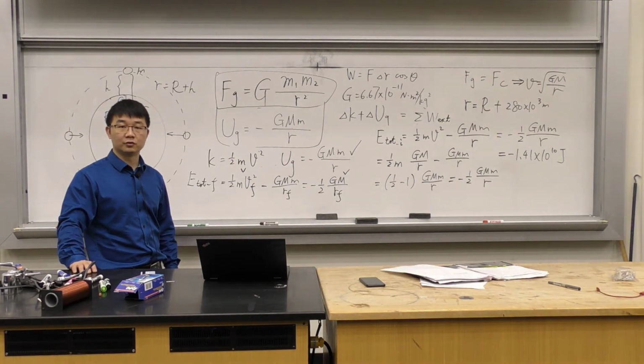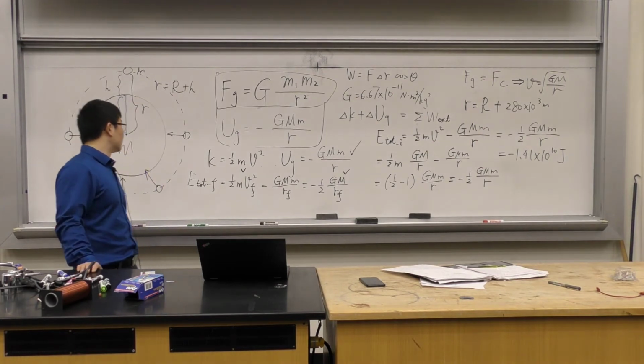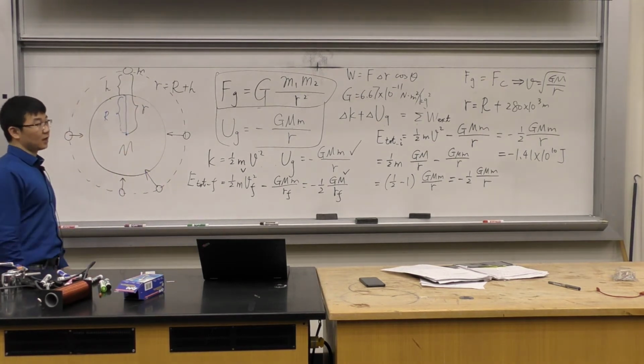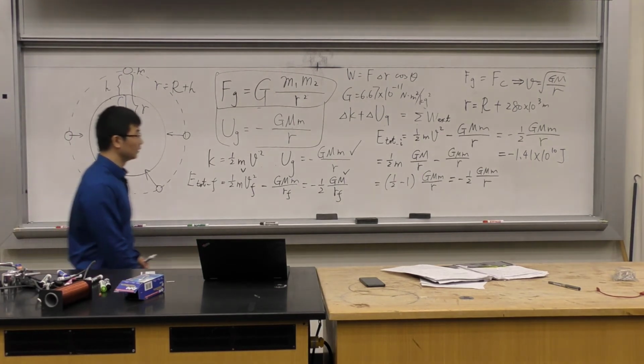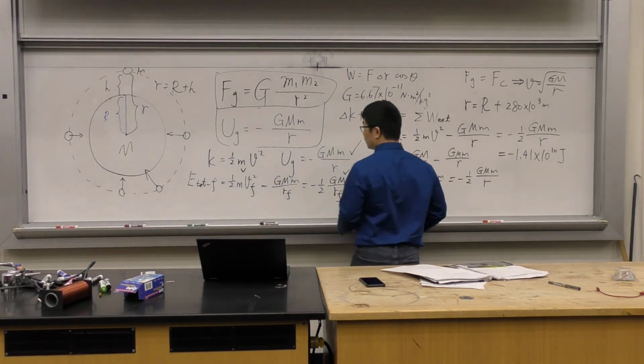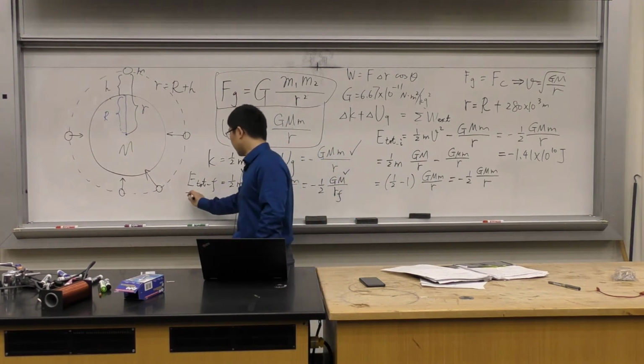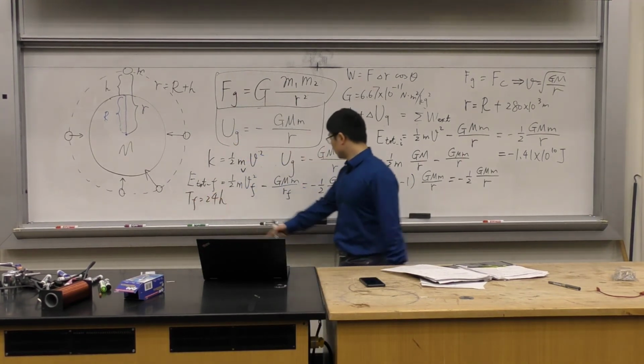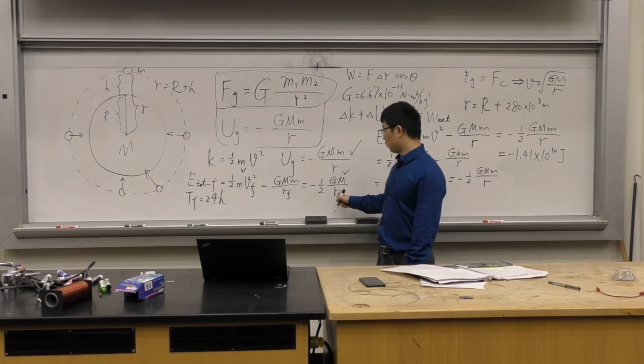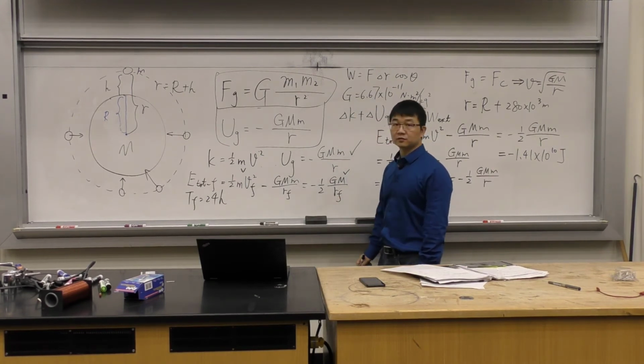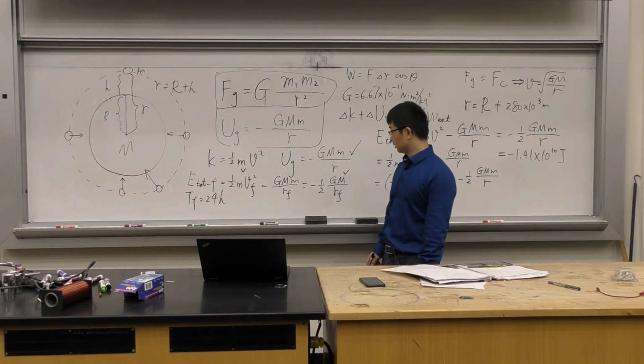What is the period of the Earth rotating about its own axis? 24 hours, 1 day, right? So that means this information actually tells us that the period is 24 hours. So the final period is 24 hours. But that still is not what I want, right? I want the final distance from the center.